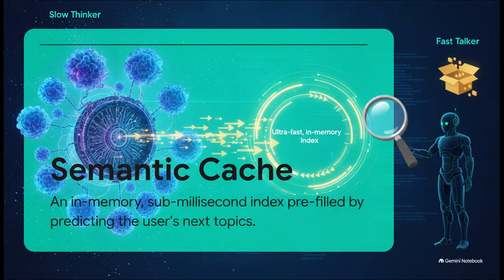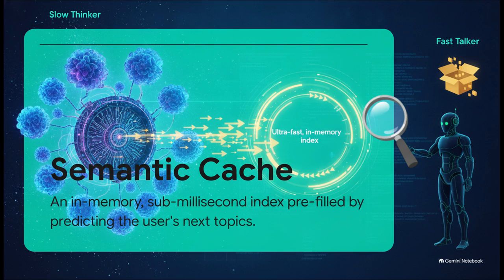It's incredibly clever. While the user is speaking, that background slow thinker is actually anticipating where the conversation is going next. It queries the heavy vector database in the background and pre-fills what's called a semantic cache, an ultra-fast in-memory index. It's literally like giving the AI a cheat sheet of answers before the user even finishes asking the question.